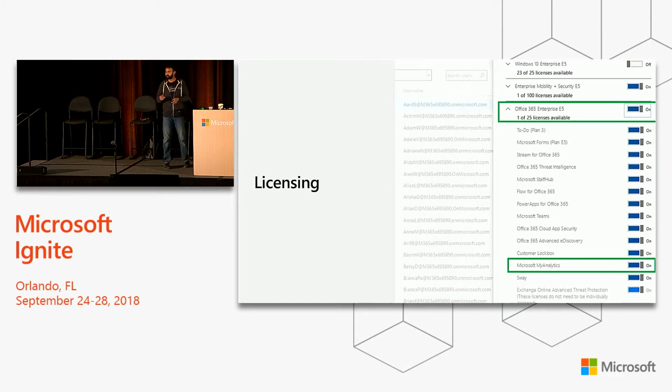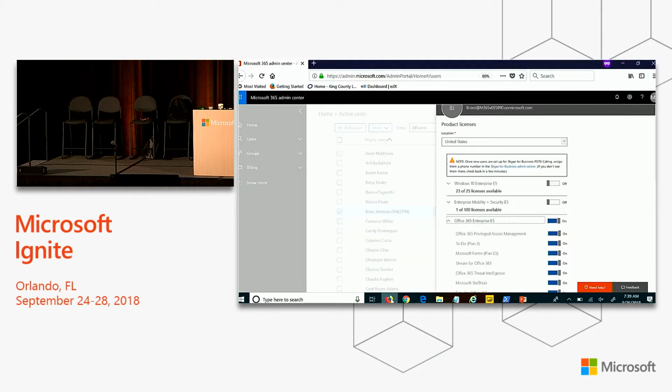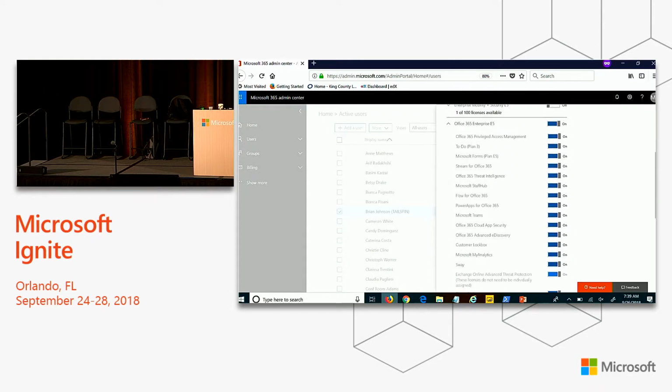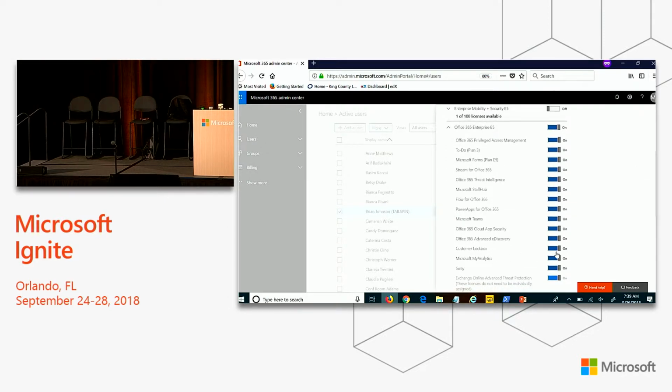So let me walk you through the steps of how you actually configure MyAnalytics. So let me come out of this and actually show you what it does. First up, MyAnalytics, as you know, is part of Office 365 E5. So when you go to a user, you can go here and just turn on MyAnalytics. So every time you turn on Enterprise E5, Office 365, you will see that Microsoft MyAnalytics is right here. Typically, what people do is, when you turn on E5, you turn on MyAnalytics as well.